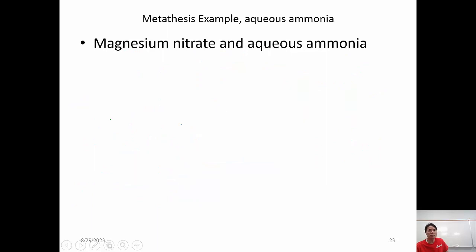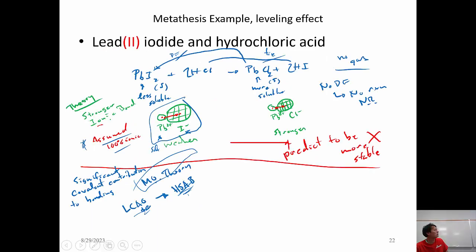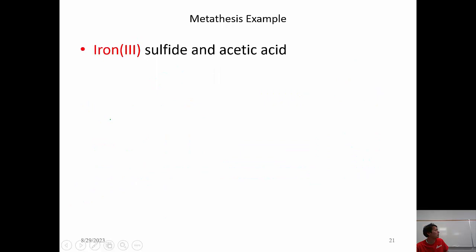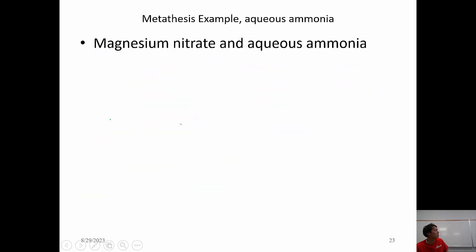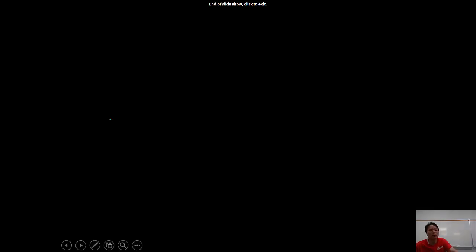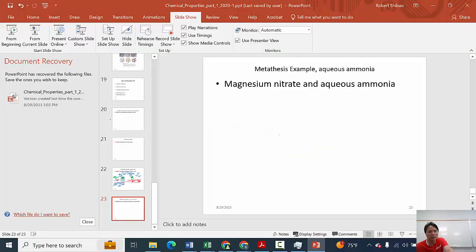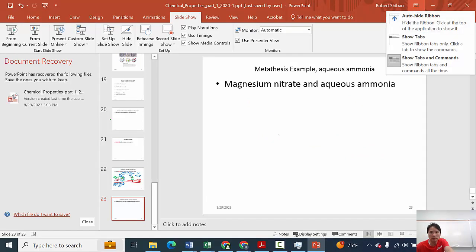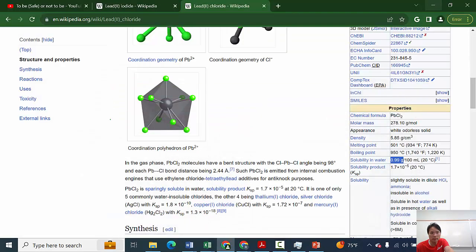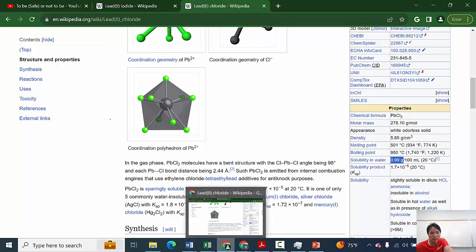All right, you could try working some of these others, aqueous ammonia and this iron(III) sulfide and acetic acid, maybe as homework. What we're going to do today is move on to part 2. So let's take a look at that.